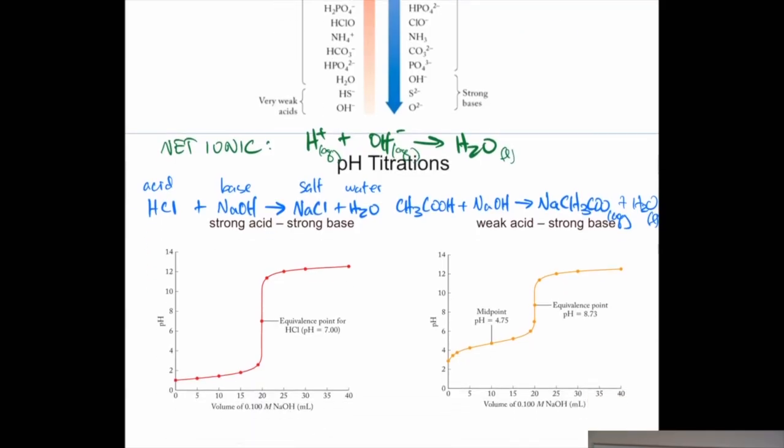So what we learned last week, right, at the equivalence point, what's equal at the equivalence point? The concentration of H+ and OH-, right? Now I'll remind you, that's the hydronium ion concentration equal to the hydroxide ion concentration.